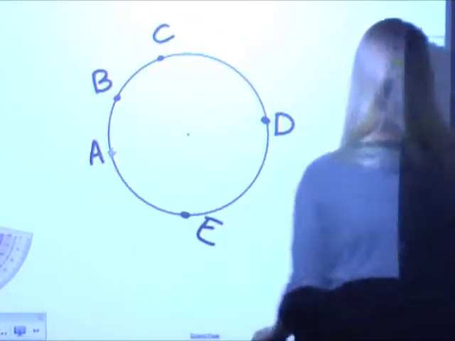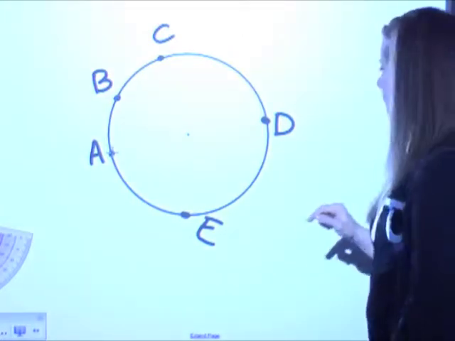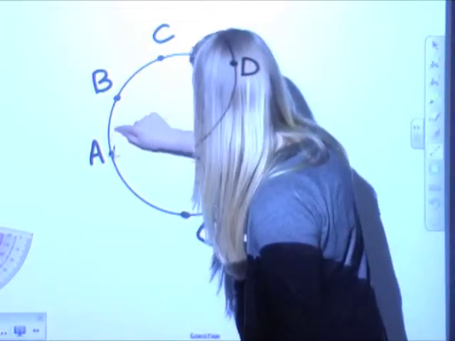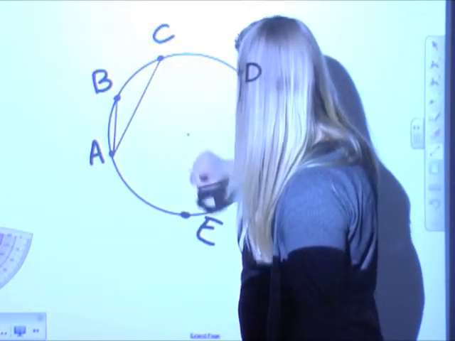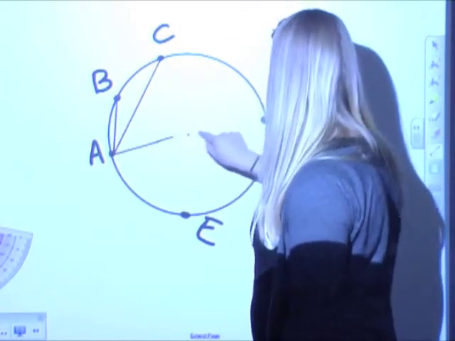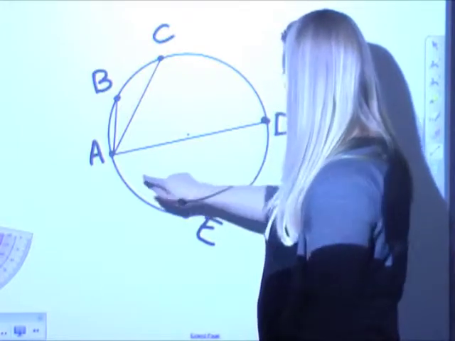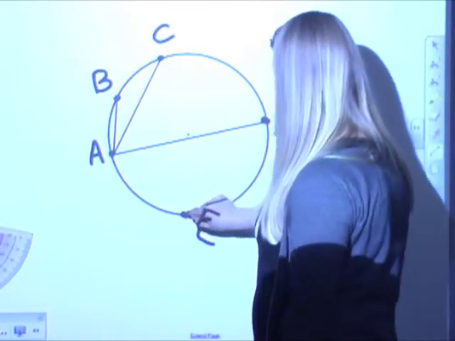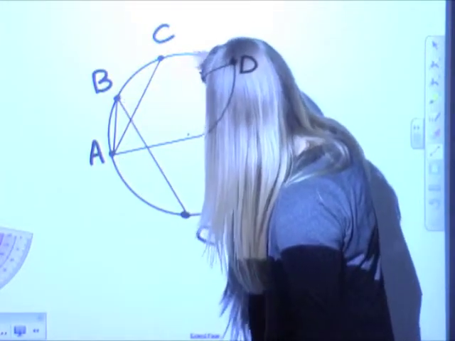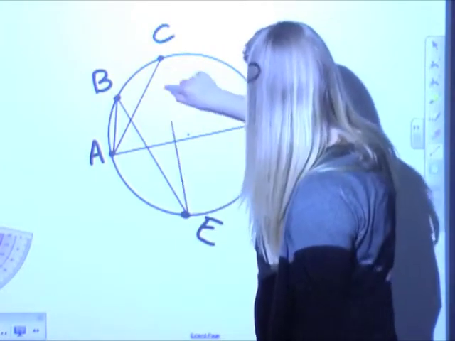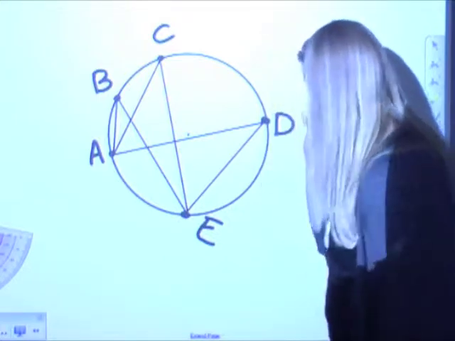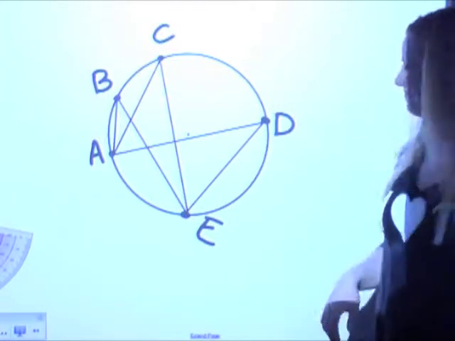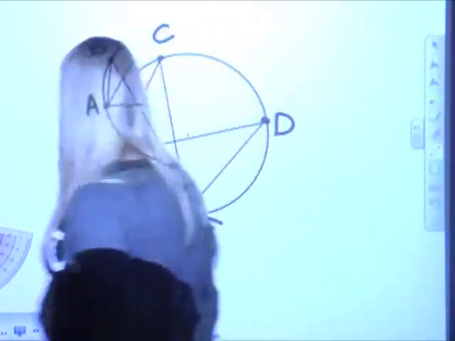Perfect. Now we're going to draw some line segments again. Join point A to point B, point A to point C, point A to point D, and now draw in line segments from point E to B, point E to point C, point E to point D. Perfect, Mrs. F. Alright, now we're going to use our protractor and measure the angles.